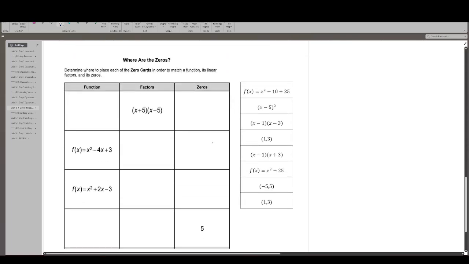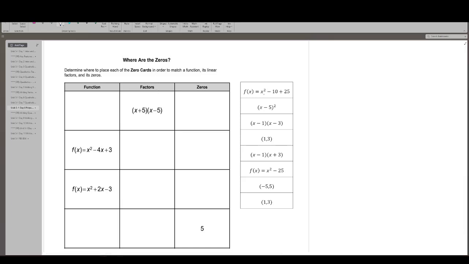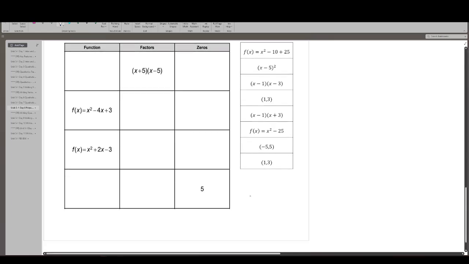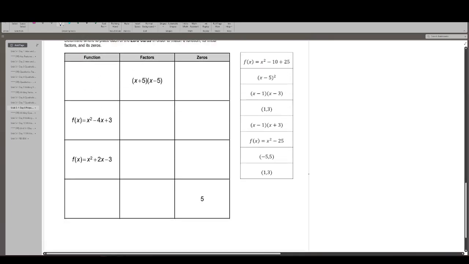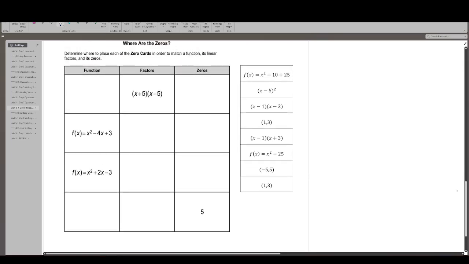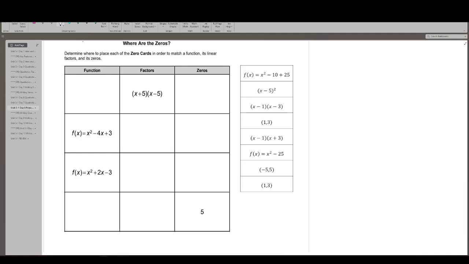All right, this one we're going to figure out where the zeros of each function are. So we're going to plug these things in kind of like a card sort or a matching exercise. So if you'd like to try that one on your own, feel free to pause, try it, and then come back. So here we distribute and we get x squared plus 5x minus 25. When we put the like terms together, they cancel out, and we're just left with x squared minus 25. So that would be this card right here, x squared minus 25.